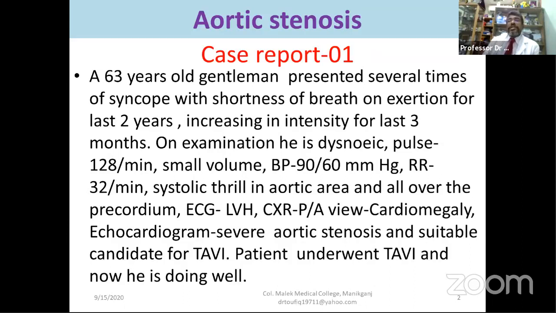On palpation, usually we get a thrill. Where is the thrill? Actually, we get the thrill in the aortic area. Aortic area means the right upper sternal edge, the right second intercostal space. In the right second intercostal space, usually we get a thrill, and the thrill may be found all over the precordium, especially in case of severe aortic stenosis.